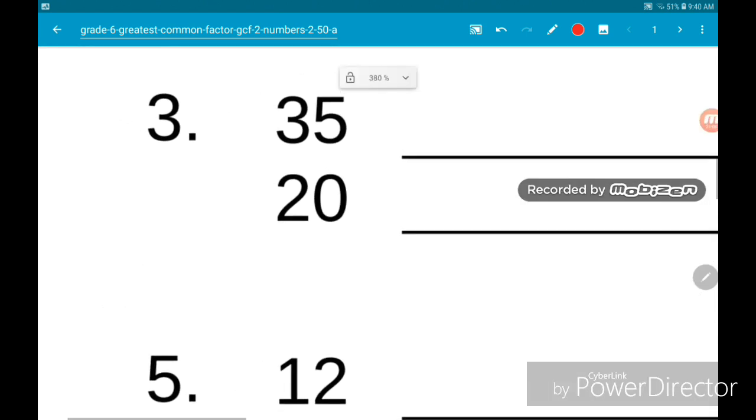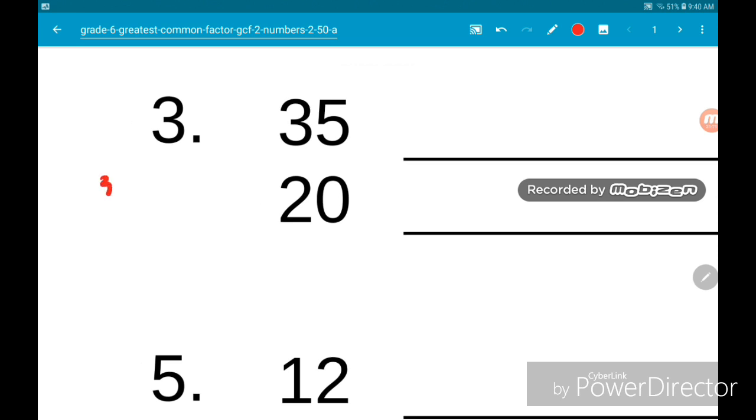Number 3, 35 and 20. 35, we break it down. And Nelson, write this down. Look at the screen, write it down. What are some factors of 35? It ends at 5. 5 and 7. 5 times 7 gives you 35. So you put 5 and you put 7. Those are prime. 5 and 7 are prime.